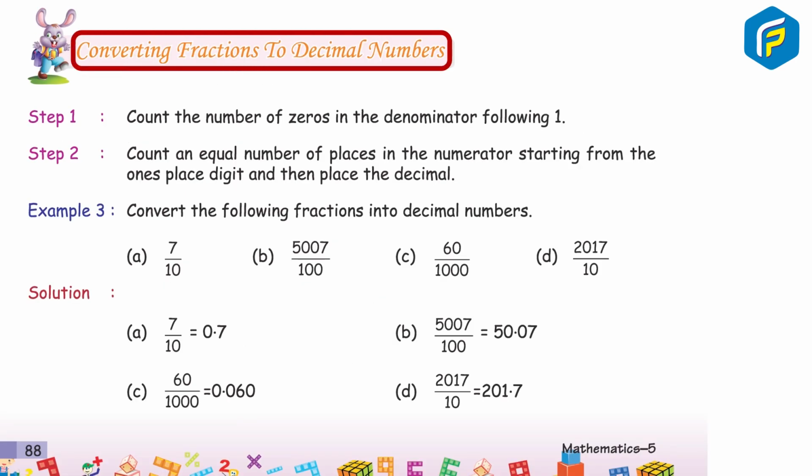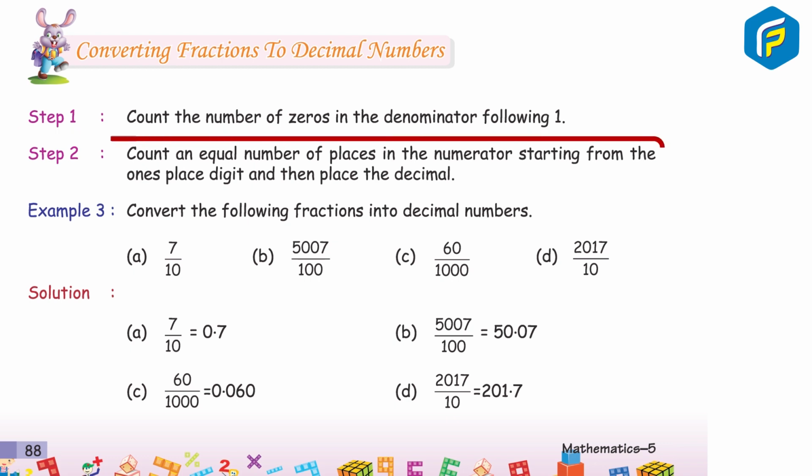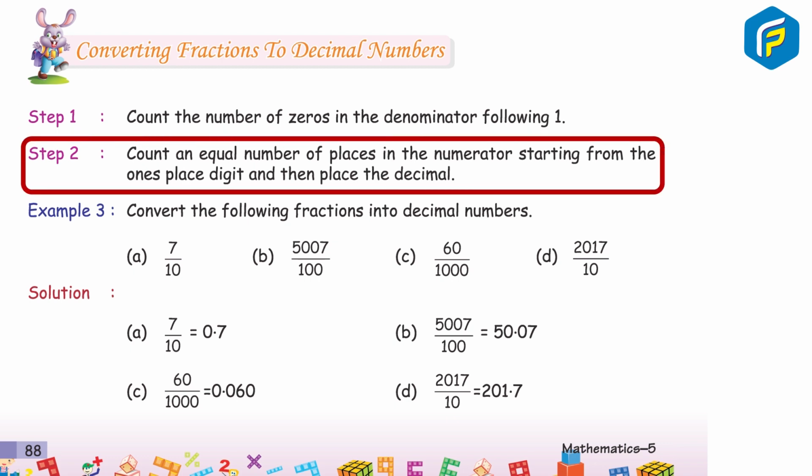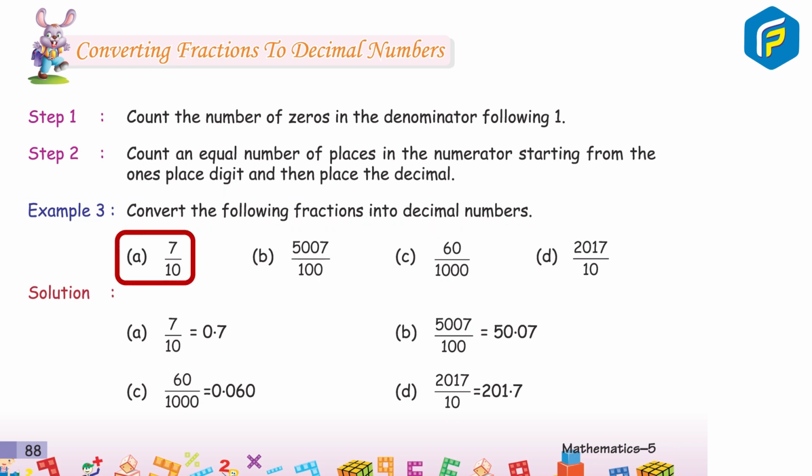Converting fractions to decimal numbers. Step 1. Count the number of zeros in the denominator following 1. Step 2. Count an equal number of places in the numerator starting from the ones place digit and then place the decimal point. Example 3. Convert the following fractions into decimal numbers: A, 7 upon 10; B, 5007 upon 100; C, 60 upon 1000; D, 2017 upon 10.